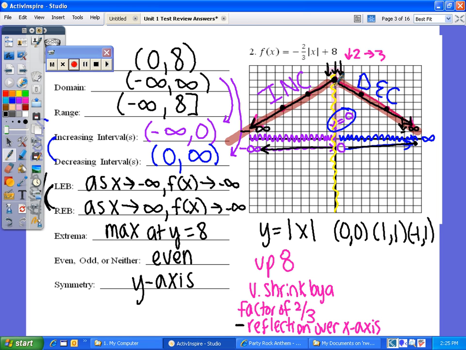It has a vertex, because a vertex must have 2 sides coming from that dot, and the vertex is at 0, 8. The domain is all real numbers because it constantly goes to the left and constantly goes to the right. The range is from negative infinity, which is down here, and it stops all the way up here at 8, sorry. So it stops at 8.